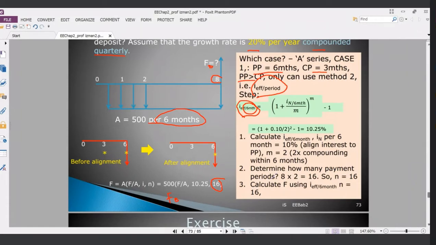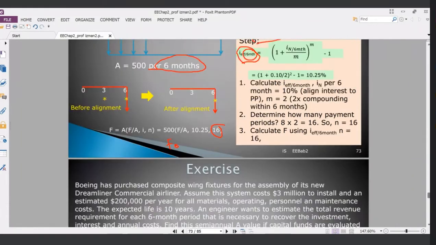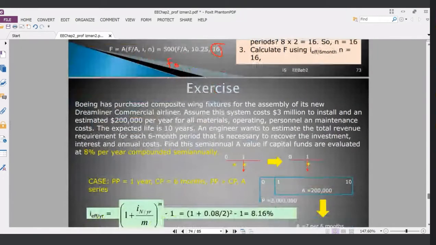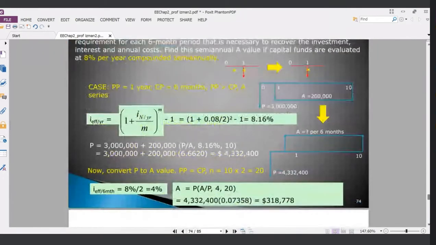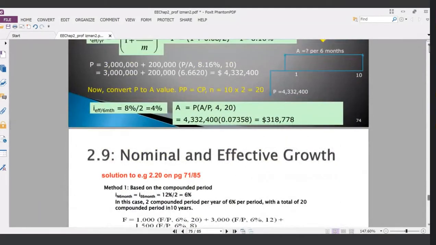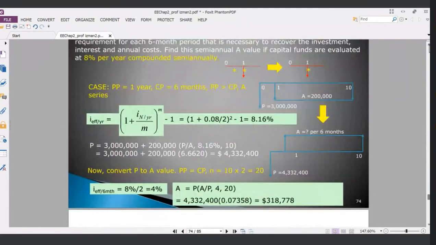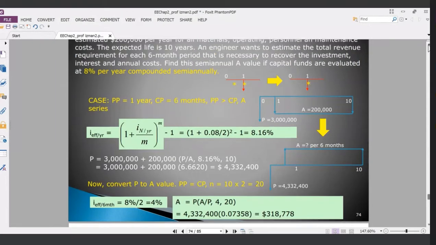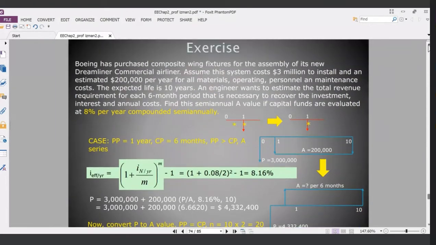Okay, so can we move on to the next exercise? Alright. Okay, the answer for this exercise is 318,778. Alright. So can you answer this question? Okay. Can you answer this question assuming that you do not know the answer?